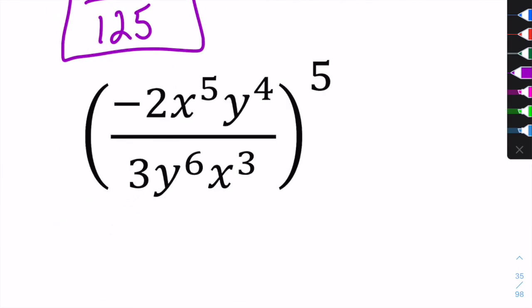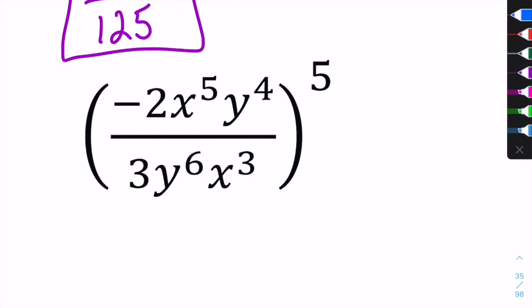We have so many things to distribute this 5 to. Now, there's a couple different ways we could go about this. We could simplify things inside of the parentheses first, or we could use the power of powers property and distribute this 5 first. I'll show this example one way and the next example using kind of the reverse strategy.